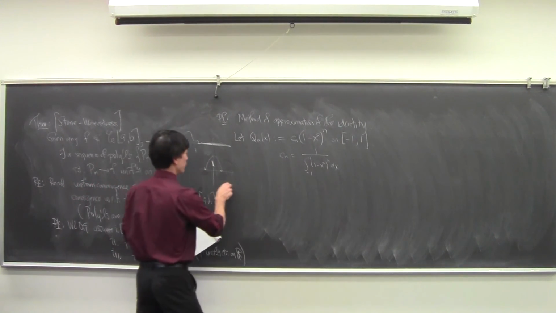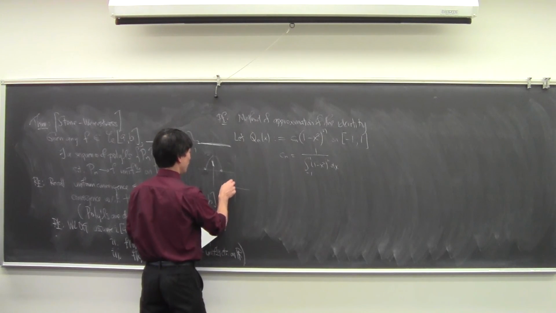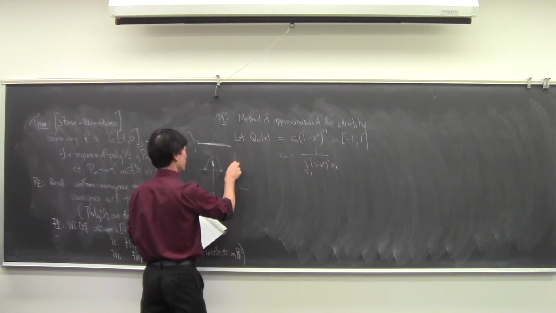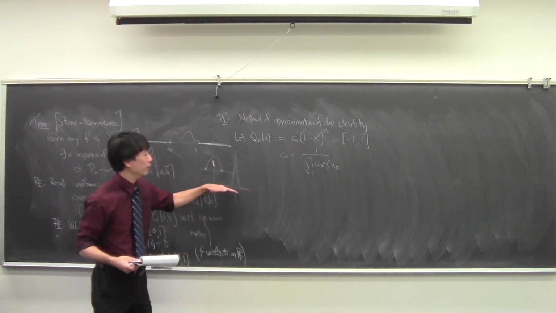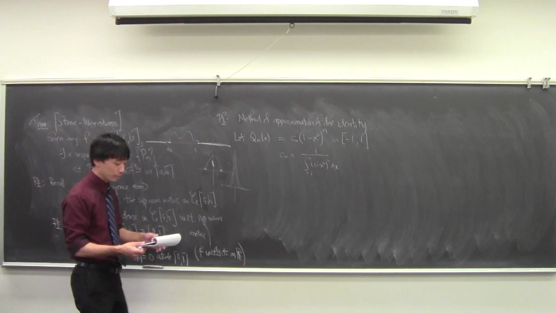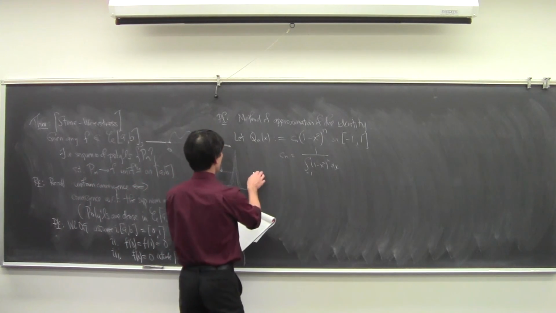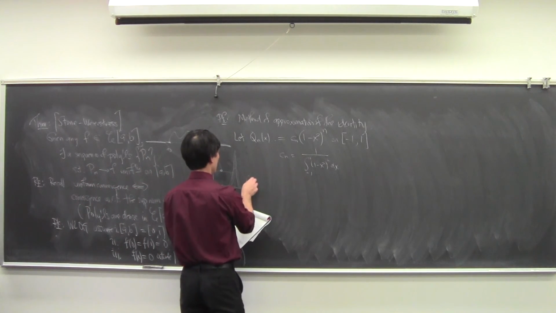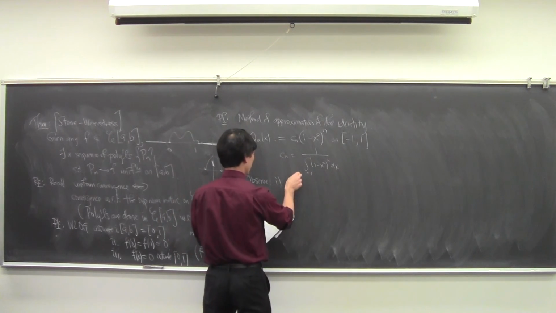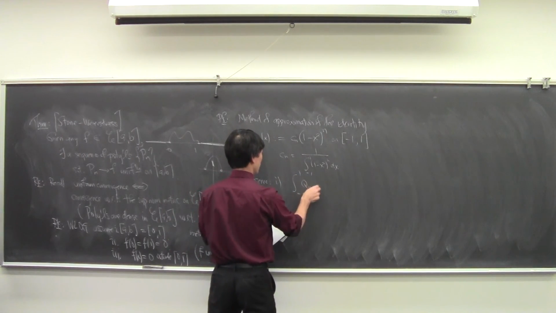Okay. And if you look at these guys, they start to look like this, and then they start to get taller and taller. But we want them all to have area 1. We want them all to have area 1. Okay, so a couple of observations. First is, of course, that the integral is 1.